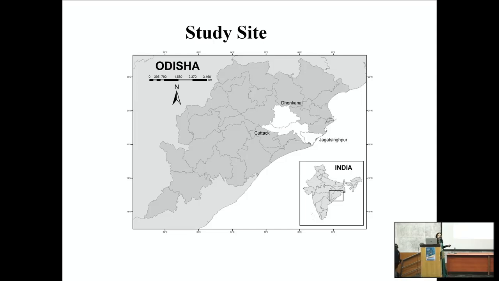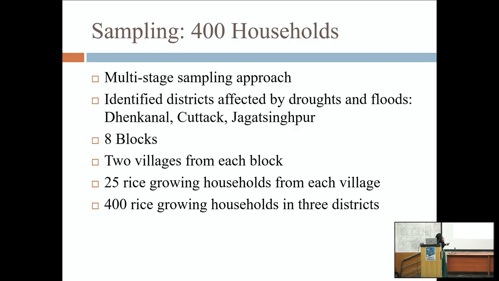Dhenkanal is one of the districts that suffers from drought, and Cuttack is a district that suffers from both floods and droughts. So these were the three districts we chose for our experiment, and for our focus group discussion we did somewhere other than these three districts, but with farmers. Okay, so this is the sampling. Finally we did it for 400 rice growing households in these three districts.